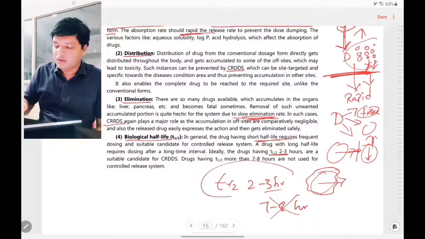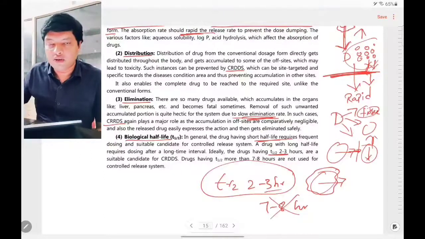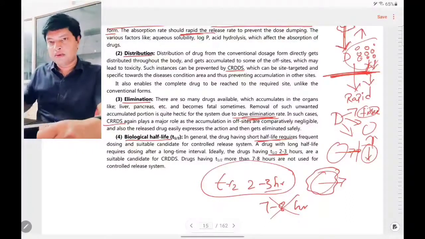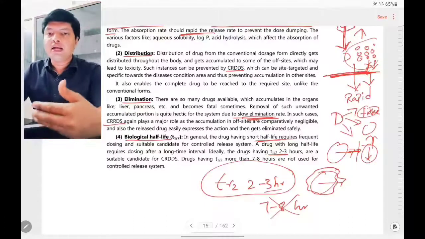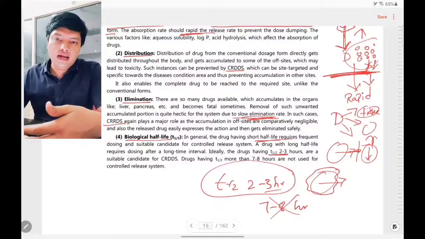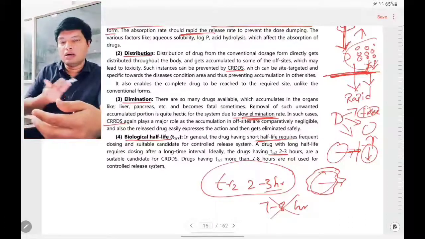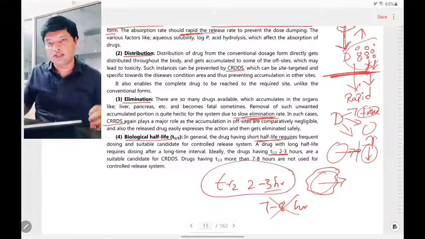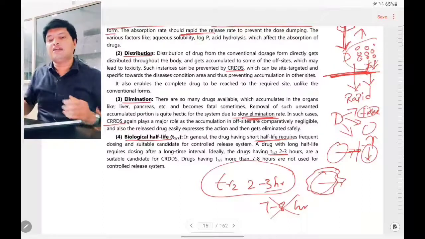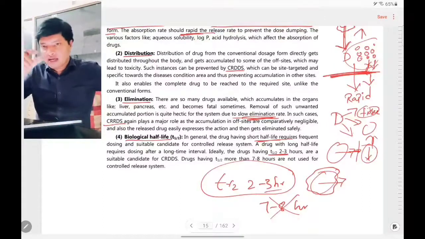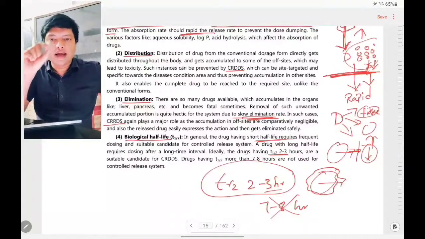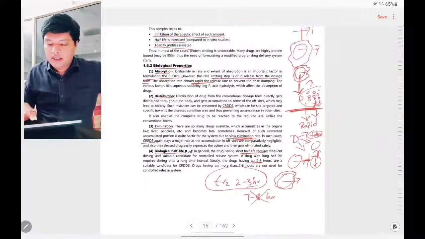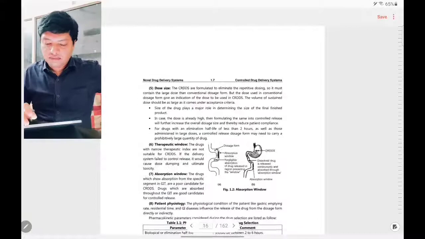The drug candidate with 2 to 3 hours of half-life is a good candidate to formulate in a controlled drug delivery system. Remember, if it has a longer half-life, it itself is performing sustained activity. Why should I again convert the drug into a controlled release dosage form by spending so much money and knowledge, when it already has a long half-life? So drugs with short half-life are the good candidates for formulating into a controlled drug delivery system.